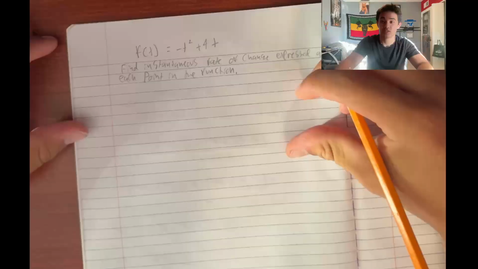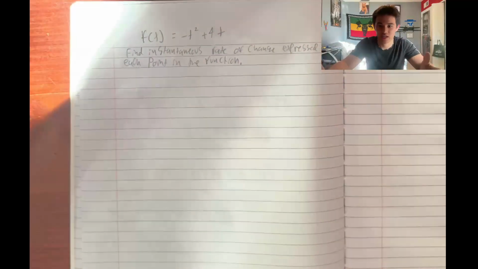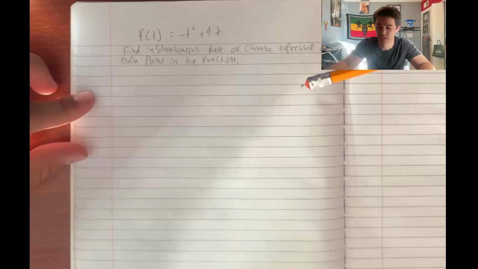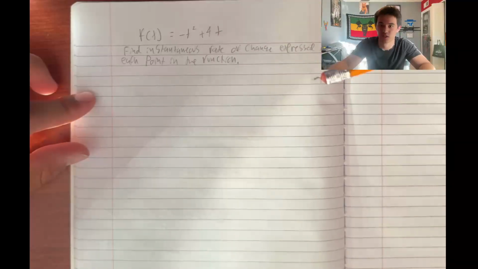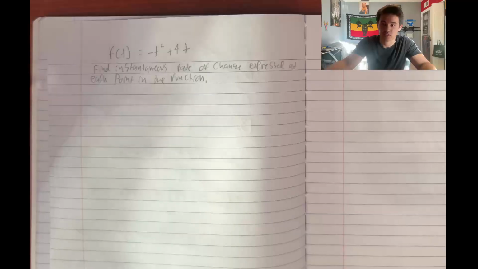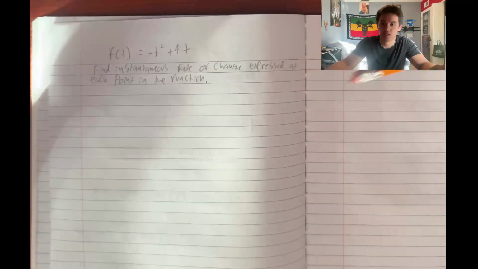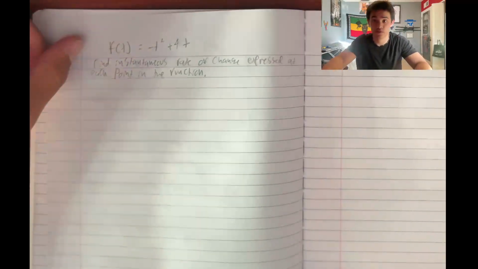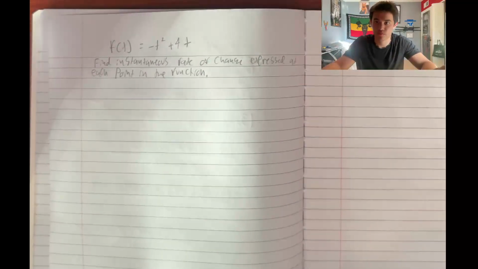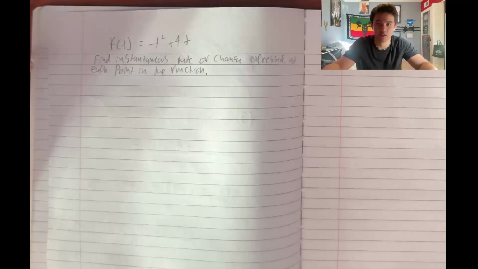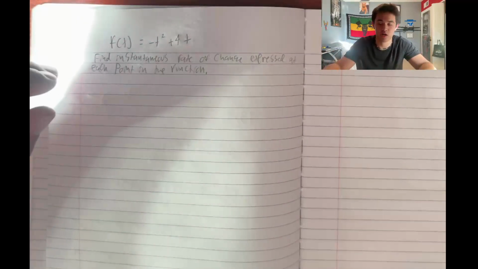All right. So now this way is just slightly harder. We're going to find the instantaneous rate of change expressed at each point in the function. I'm not sure how exactly they're going to write out the question. It's going to be something along the lines of this. I kind of just freestyled this off the top of my head. So it's going to say something along these lines. All right, and then from there, you have to do the same process.